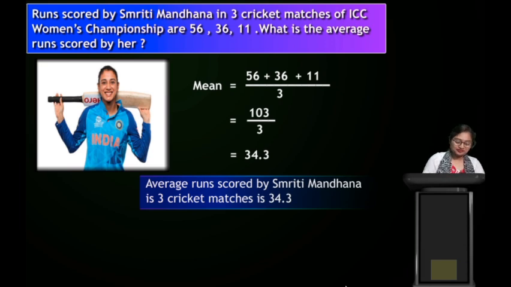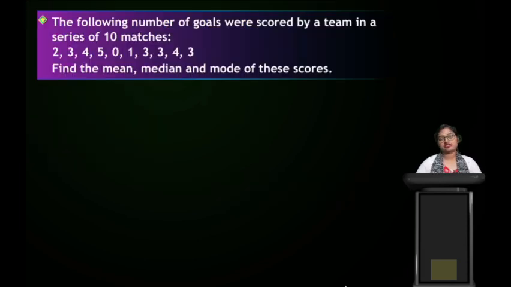Yes. Then, now let us see one more question. Here the question is, the following numbers of goals were scored by a team in a series of 10 matches: 2, 3, 4, like this. These are the scores scored by the team. Here we have to find out the mean, median and the mode for these scores. For this single question, we have to find out mean, median and mode.